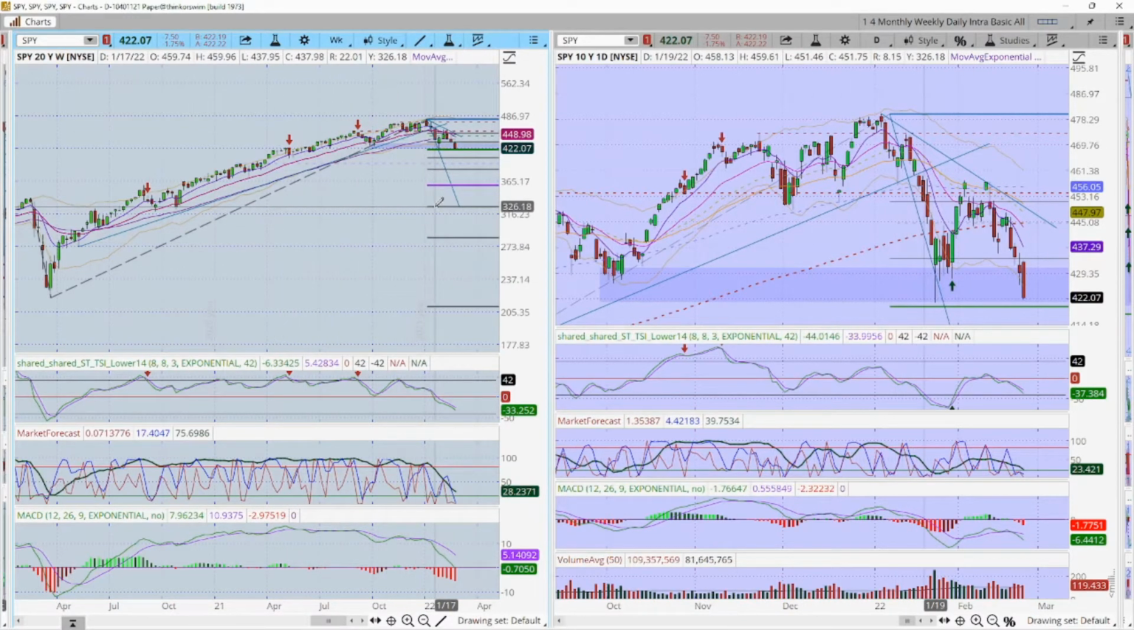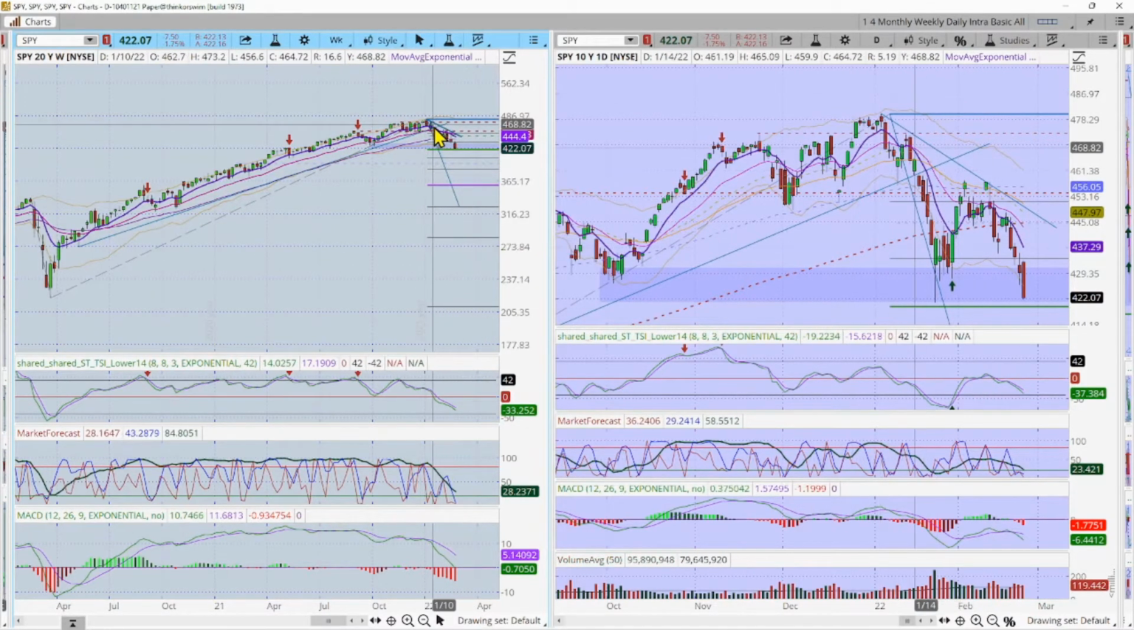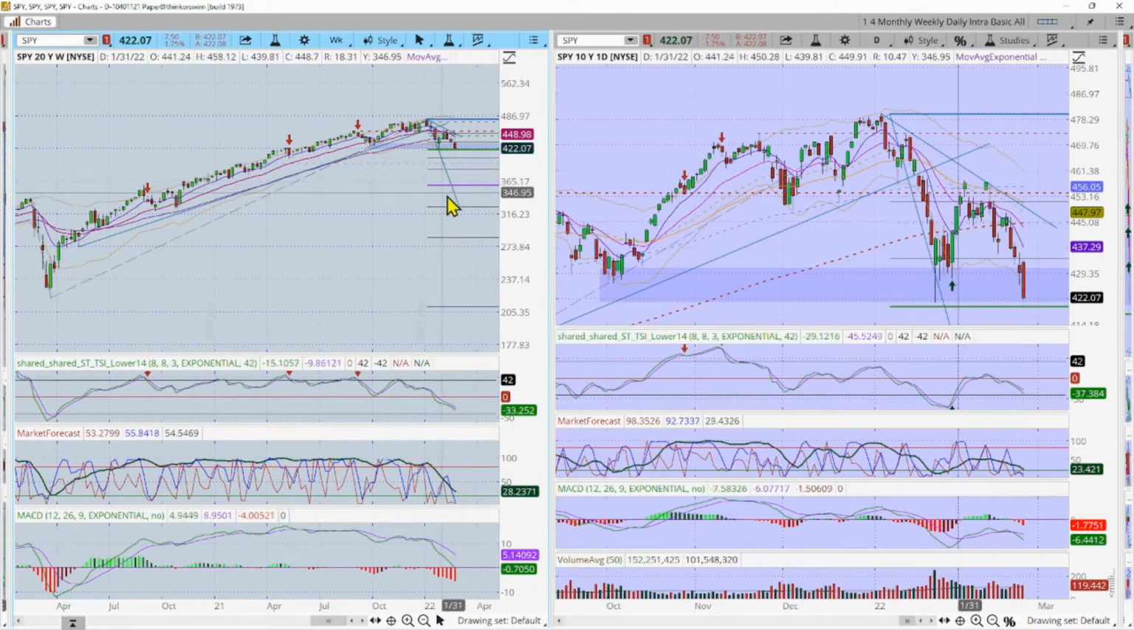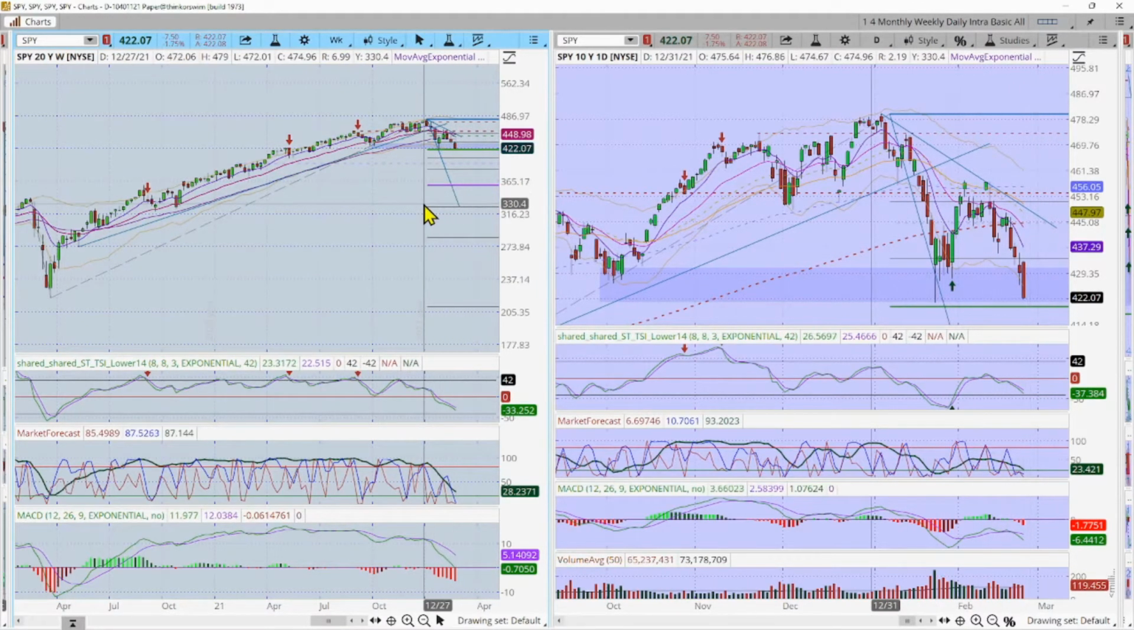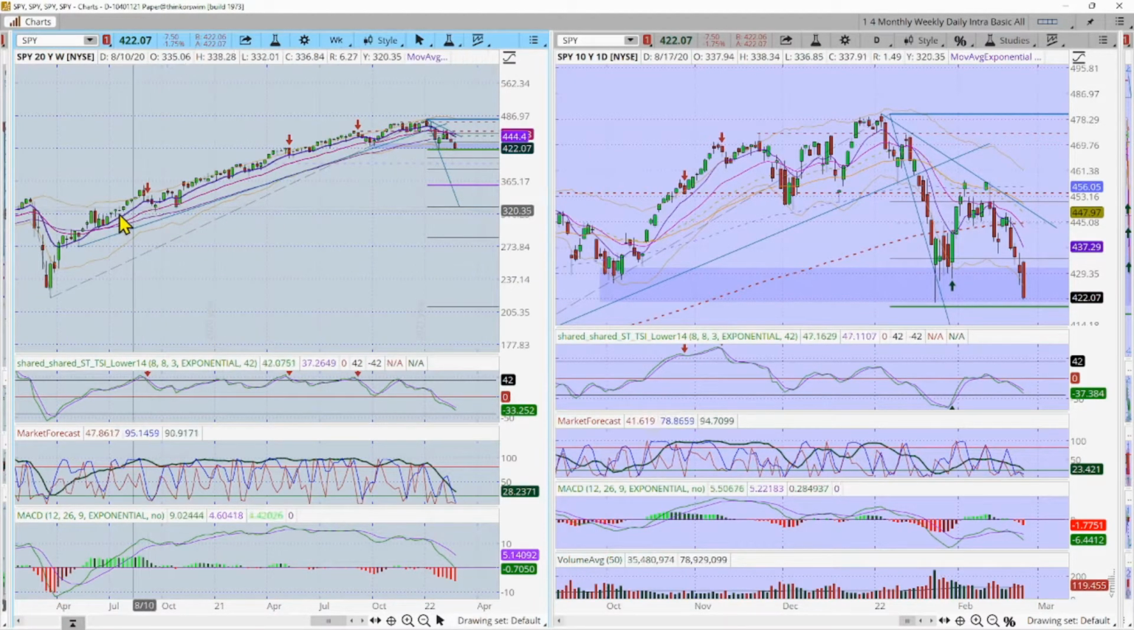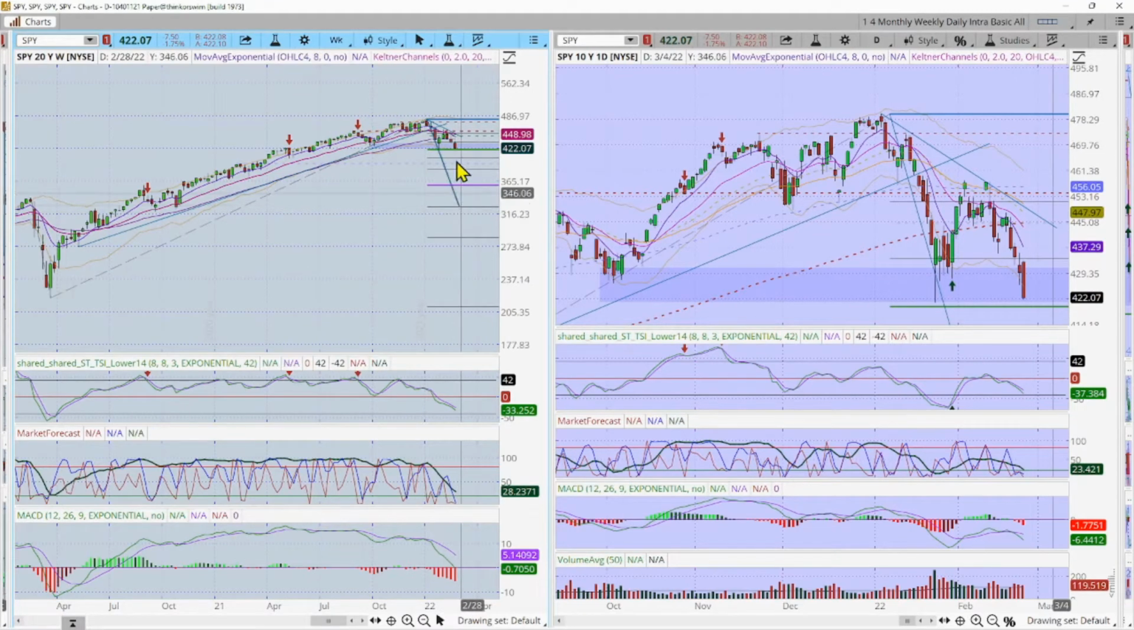That took us right down to this level here, which is the 1272 extension. And so that would mean we would overshoot by 100% and go down to 1272. Look to your left. What does that show us? That's right where we found support and also broke out of before. And so those levels tend to have reverse polarity. What once was resistance turns into support. And so that may be where we find support.